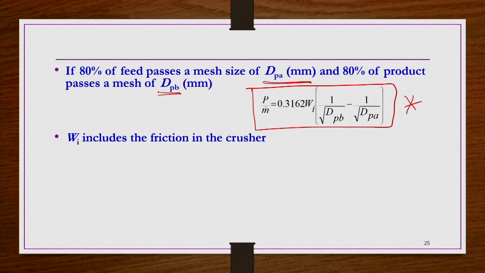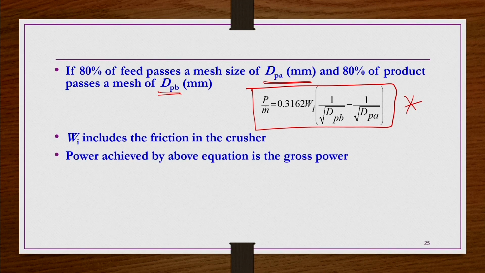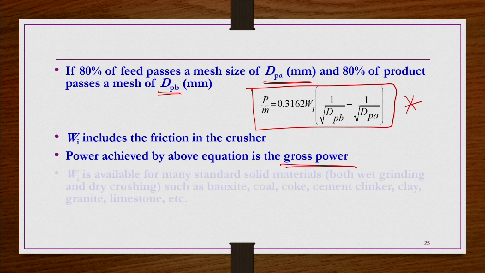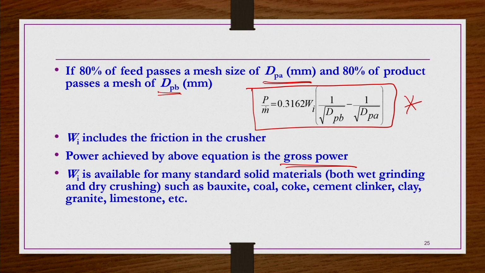This Wi, the work index, includes the friction in the crusher, and the power obtained by the above equation is the gross power, which includes the friction etc. The value of Wi is available for many standard solid materials, for both wet grinding and dry crushing, such as bauxite, coal, coke, cement clinker, clay, granite, limestone, etc. For several materials, this Wi information is available.